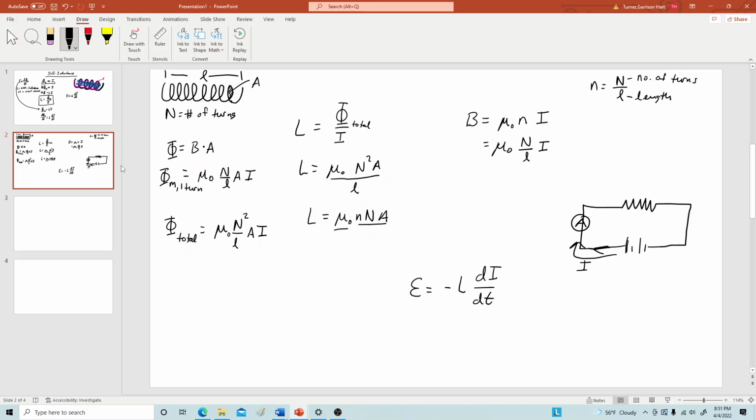Unless you have really thick wires with really large amounts of current, or a really large area, in which case you might be able to start measuring it. But when you just have a battery and resistor, in the vast majority of cases, you're not going to measure the inductance if this is just a simple ohmic resistor.